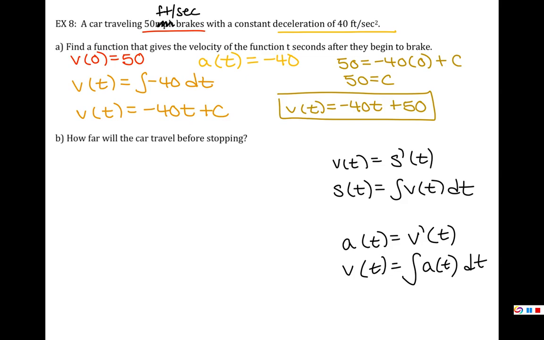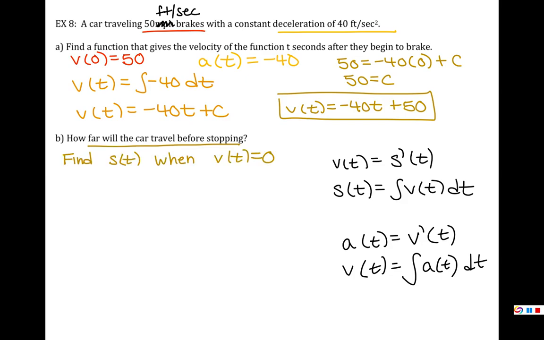Part B says, how far will the car travel before stopping? How far will the car travel before stopping? So it's asking us for a distance or a position, so we're probably going to need to find the position function. And then it says something about stopping, so we better figure out when the car stops moving. So two things we're going to have to do here.